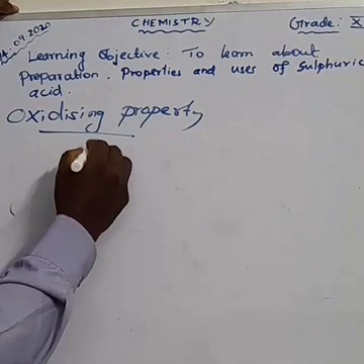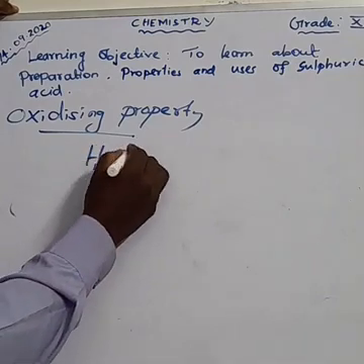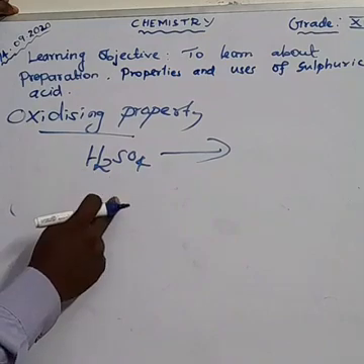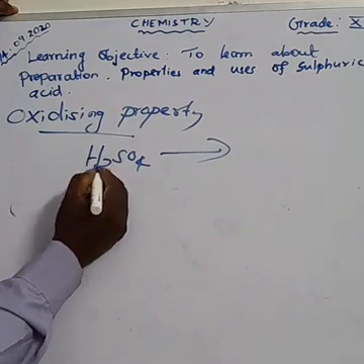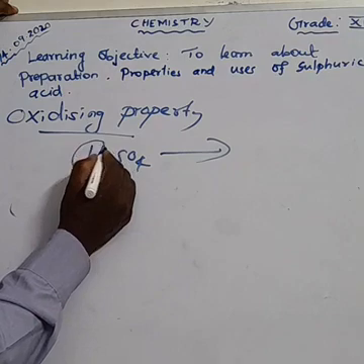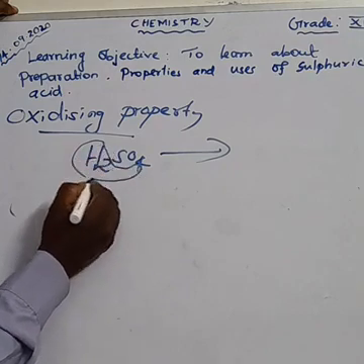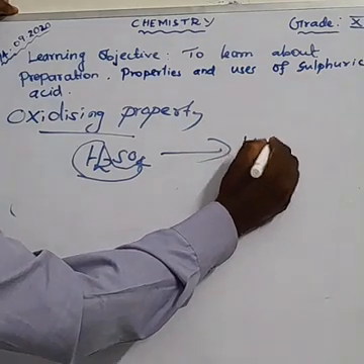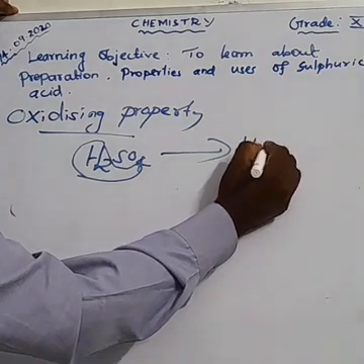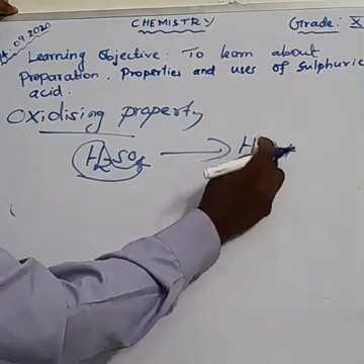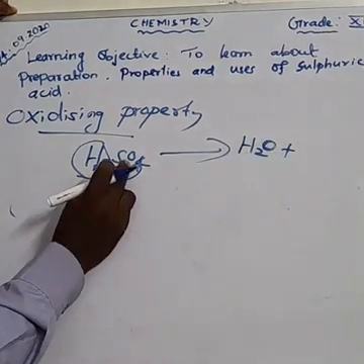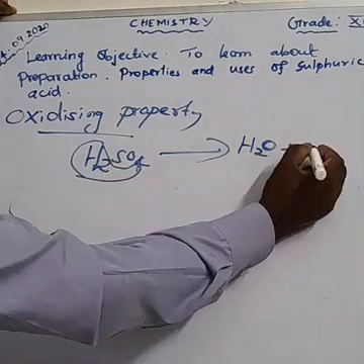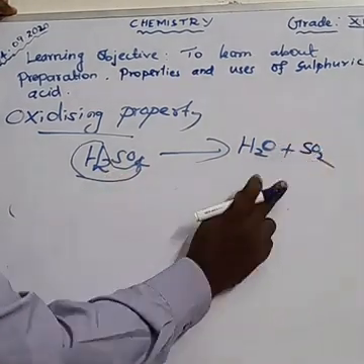Here, sulfuric acid undergoes heating to form products. One of the hydrogens combines with oxygen to form H2O. Am I right? H2O plus, here the remaining SO3, and one more oxygen is leaving out, so we get SO2. Sulfur dioxide.